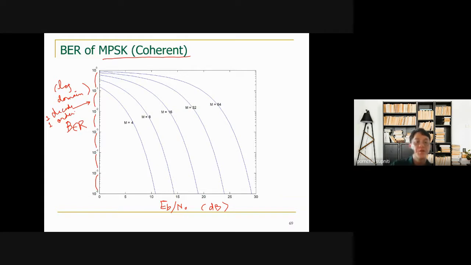The leftmost one, as expected, is for M equals 4 and also M equals 2. It turns out that BPSK and QPSK have the same bit error rate levels, because QPSK is just two sets of BPSK transmitted on cosine and sine separately, and they are orthogonal. Then if you increase the M values, the graphs move to the right, like M equals 8, 16, 32, 64, and so on.